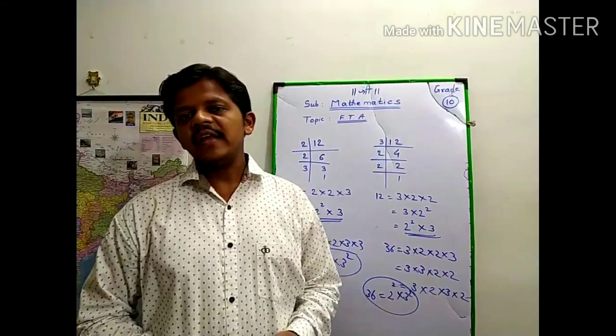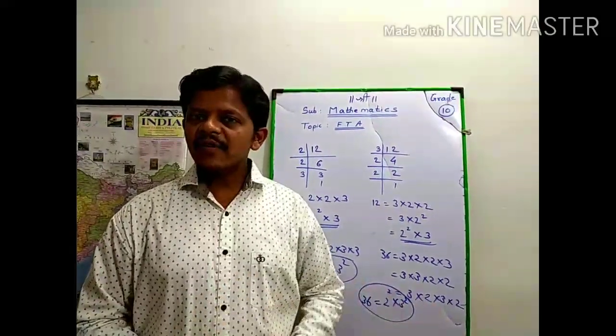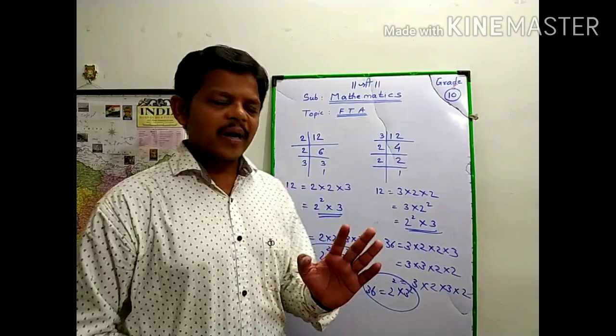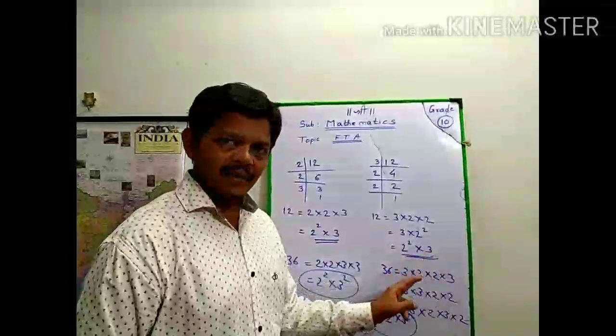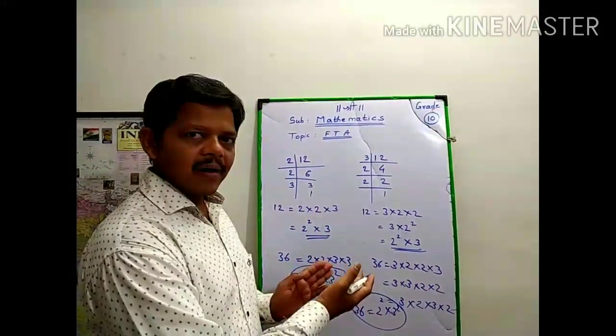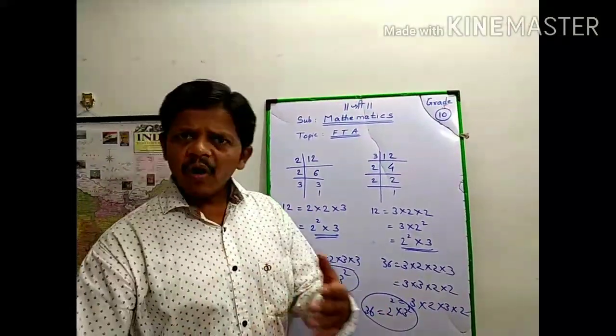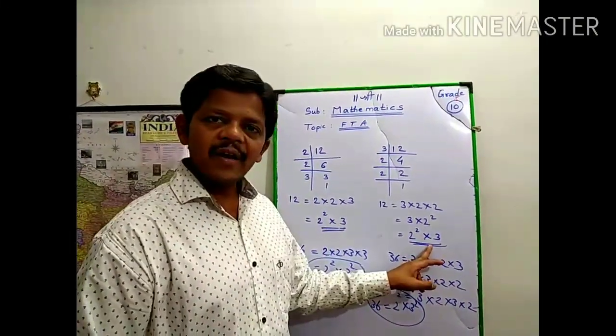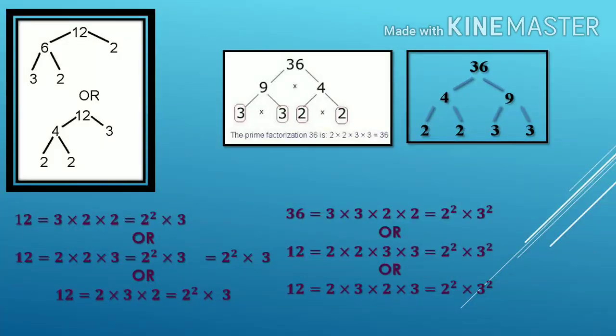And this is what FTA tells us. Let me repeat the definition again. Every composite number can be expressed as a product of its primes, and this prime factorization is unique irrespective of the order. The order may change here and there. That is, first 2 came, then 3 came, or sometimes 3 came first. The order may change, but the ultimate answer will never change. So that becomes a unique prime factorization.